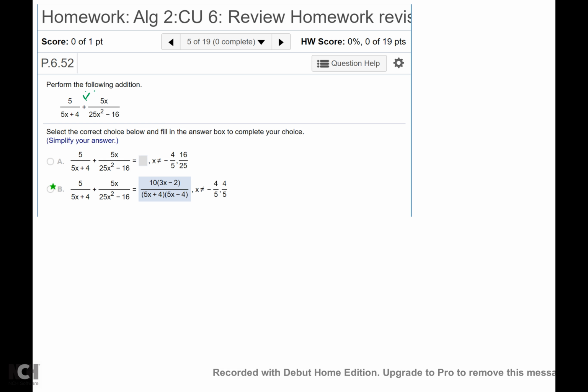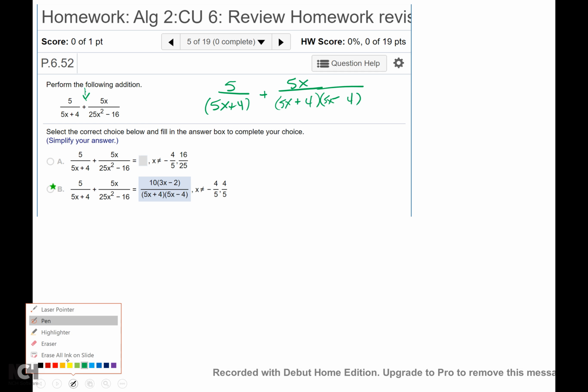Now they want me to add, but the denominators don't match. So your first step is to factor every denominator you can. I can't factor 5x plus 4. They have nothing in common. Over here, I can factor, that's a difference of squares, so that's going to be binomial plus and minus. Square root of 25x squared is 5x. Square root of 16 is 4.